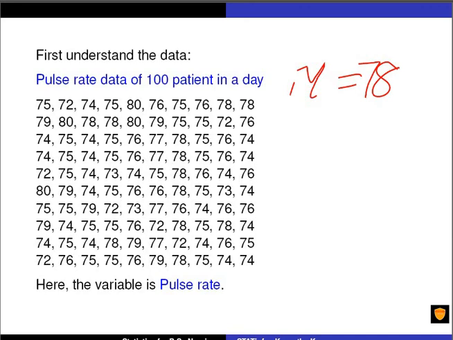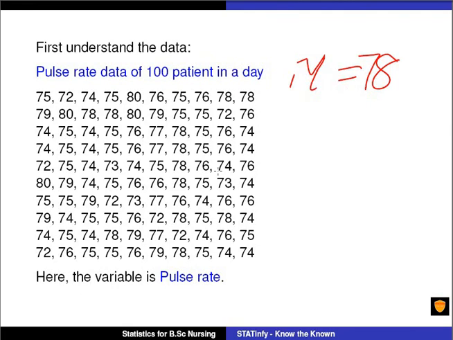If someone asks you what is the average pulse rate of the 100 patients who visited our hospital today, how can we get this value? We can get it by using the measures of central tendency, which give us one representative value for the whole data. For example, we calculated the mean from these 100 patients, and it comes out as 78. This is the representative value for the whole 100 patients, so you can say that the average pulse rate of the patients who visited our hospital today is 78.